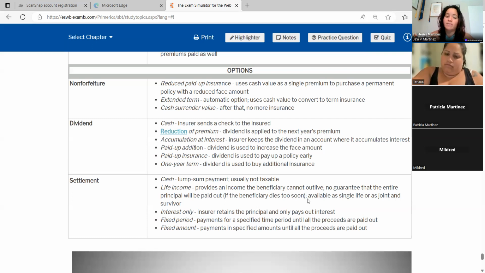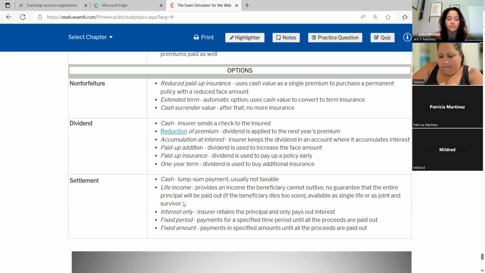Accumulation of interest: you can put that dividend, or tell them to automatically put it, into an account that accumulates interest. Paid-up addition: the dividend is used to increase the face amount. Paid-up insurance: the dividend is used to pay up the policy early. One-year term: the dividend is used to buy additional insurance.